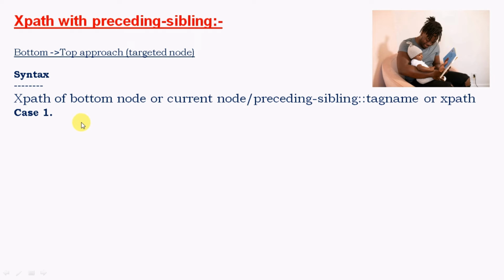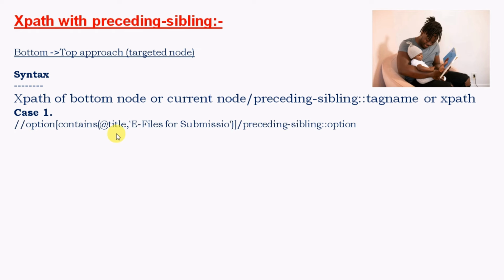Now let's understand case 1. Case 1, this is the example. So /option[contains(@title, ...)]. This is the title for the files for the submission. /preceding-sibling::option. When I put this one, I will have multiple matchings. So when we go only with the tag name, it will give all the preceding siblings to this node. Which node? This node. The node which is coming before the slash symbol, or the current node. So whatever siblings are coming before the current node, it will give all the preceding siblings to this node.